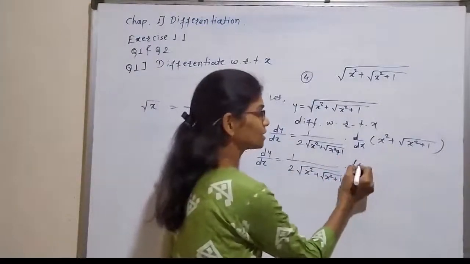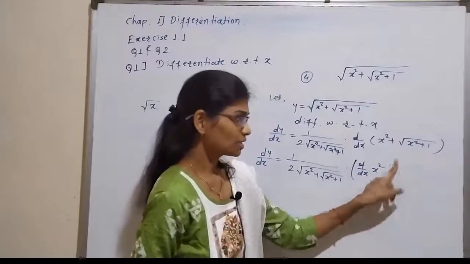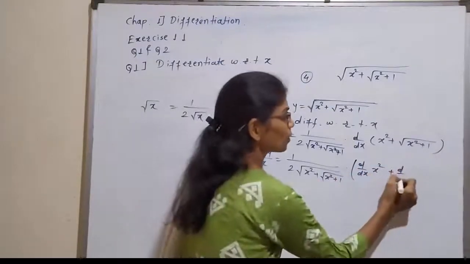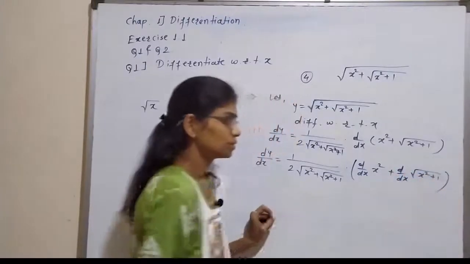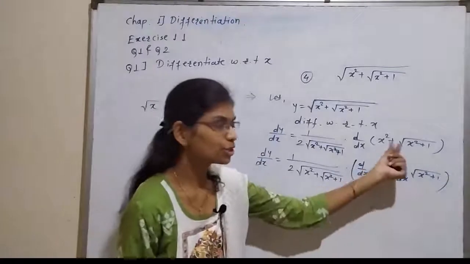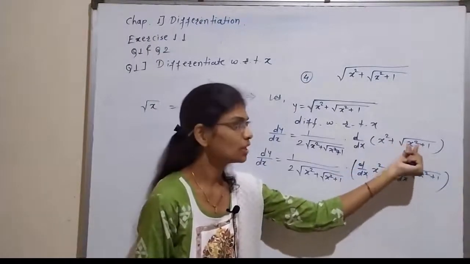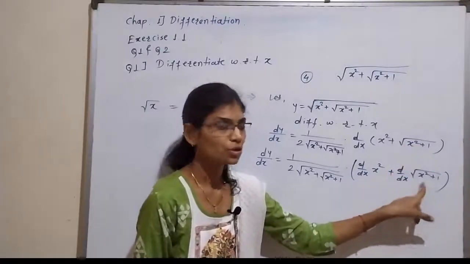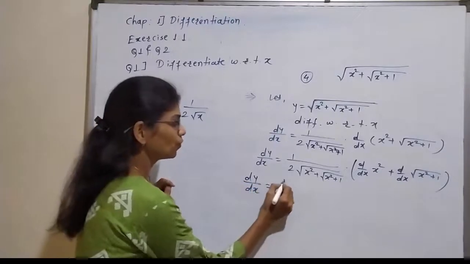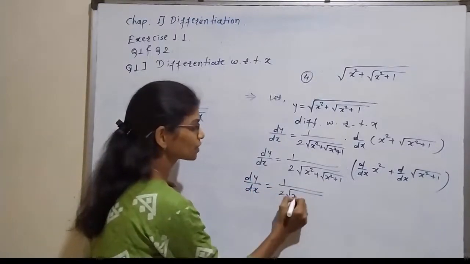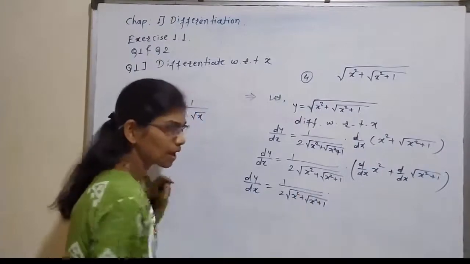Here we have to take a separate derivative for x square, plus, as it is, the derivative for x square plus 1. Separate derivative of each term. First derivative is x square and the second derivative is in the form of a square root again. Then dy by dx is equal to 1 divided by 2 into root of x square plus square root of x square plus 1 multiplied by.